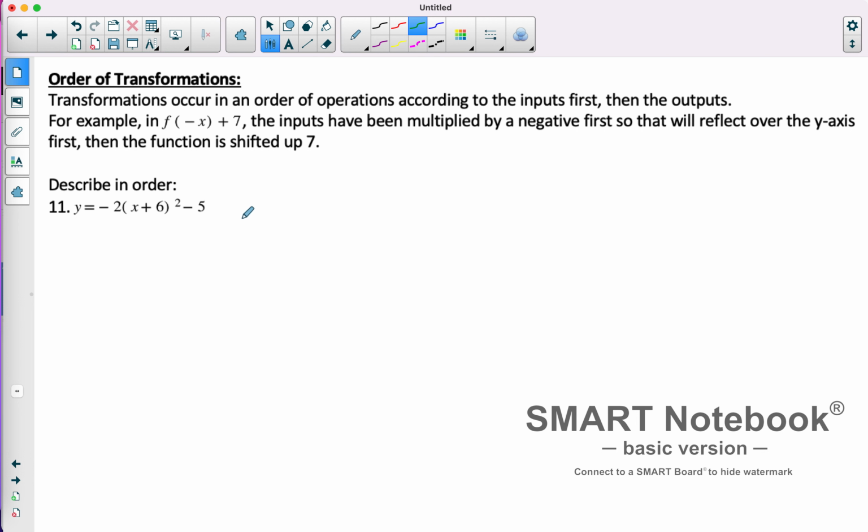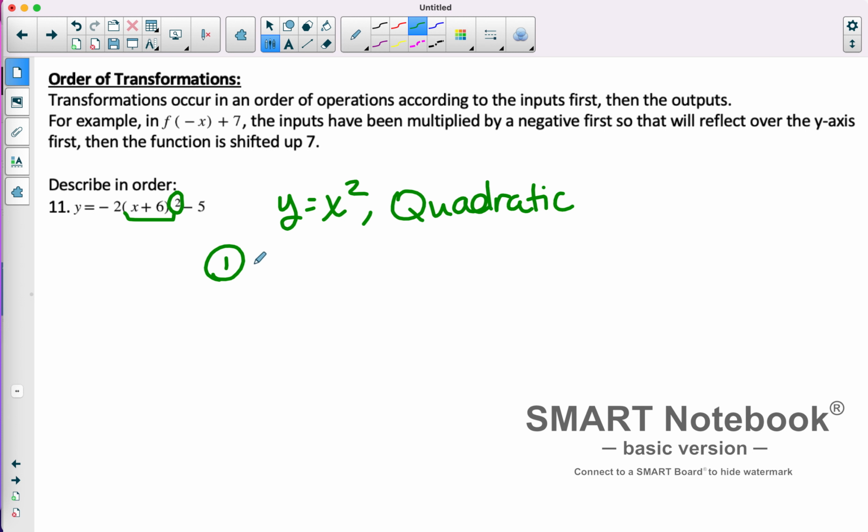In number 11, we have a quadratic function. Let's think about the parent function. That x squared, here's our squared. That's what told me I have a quadratic, and the x's are being manipulated. So x plus 6 inside moves left 6.